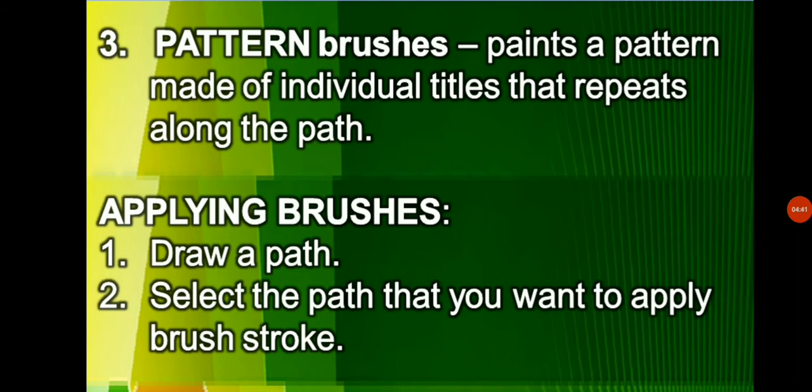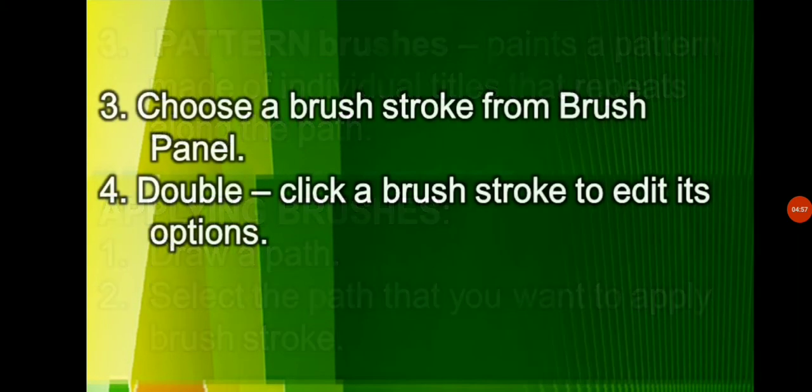Now, how to apply the brushes? Number 1, to view the Illustrator brushes, click Window, Brushes. And then, to stylize your path with brushes, follow these steps. 1 is draw a path. Second, select the path that you want to apply brush stroke to. And third, choose a brush stroke from the brush panel. And the fourth one is double click a brush stroke to edit its options.